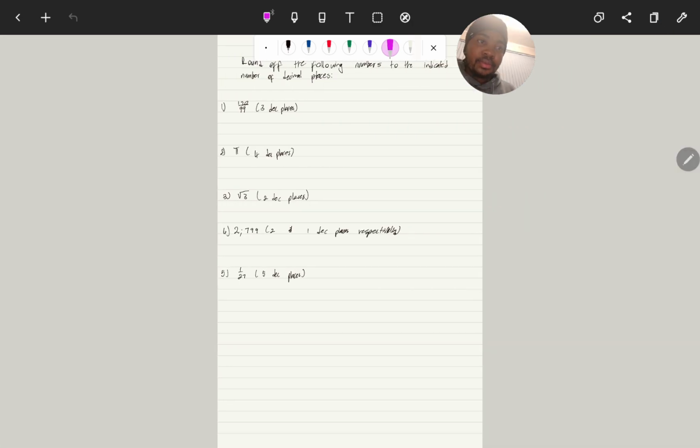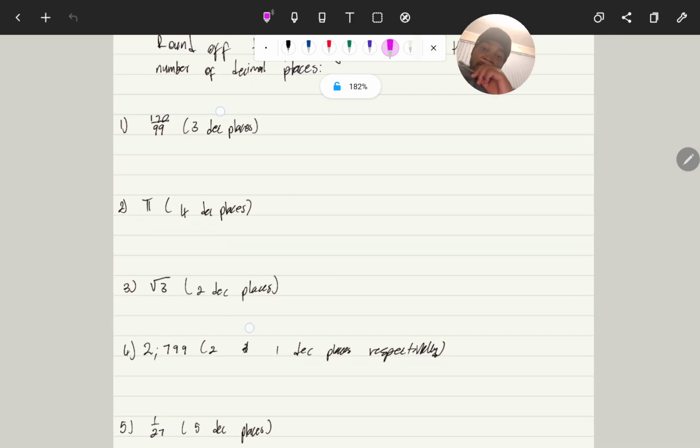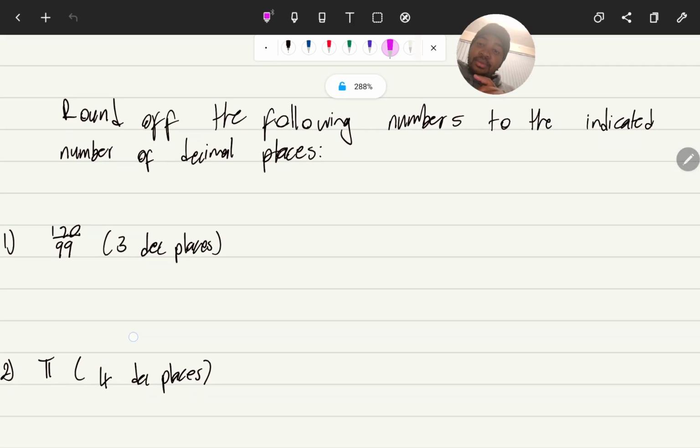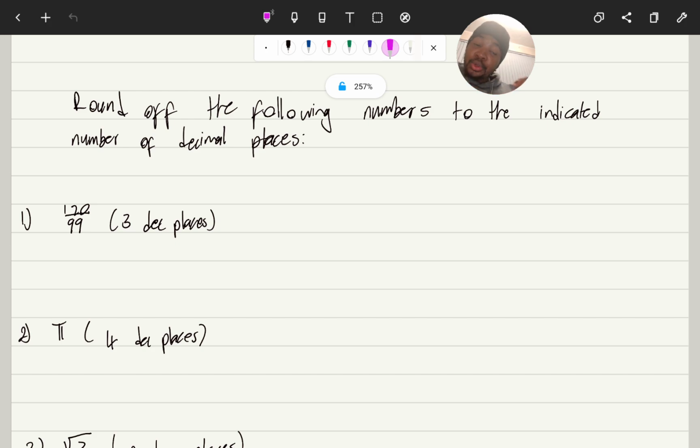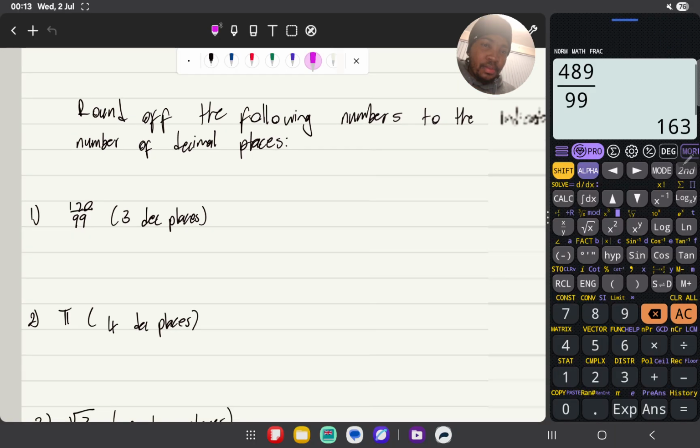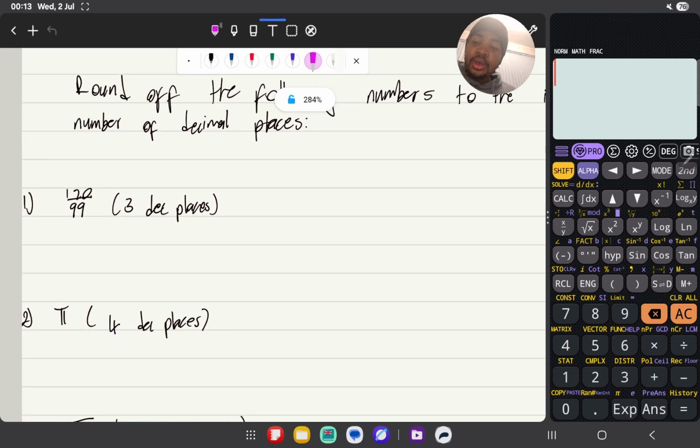Let me see. Yeah, so we're going to do a couple of examples where we have numbers like these. I think we will also need a calculator, so let me go. Cool. So with our calculator, we are rounding this number to how many? 3 decimal places.